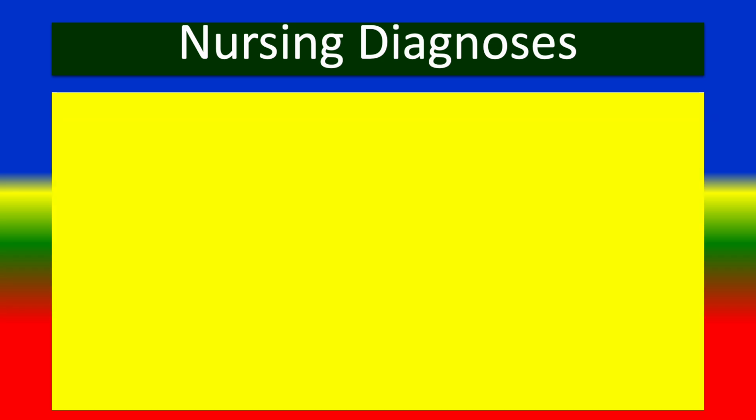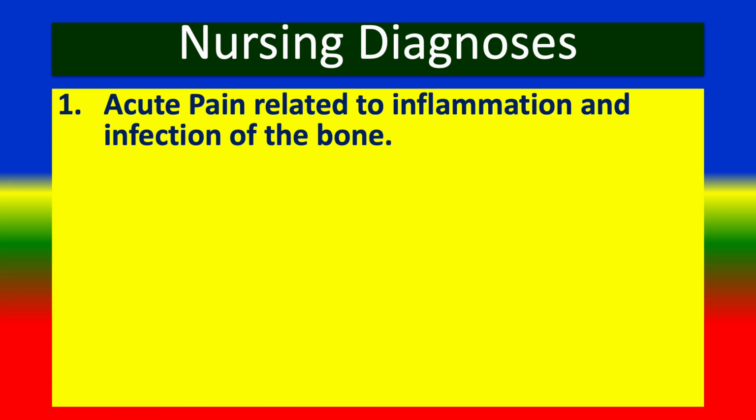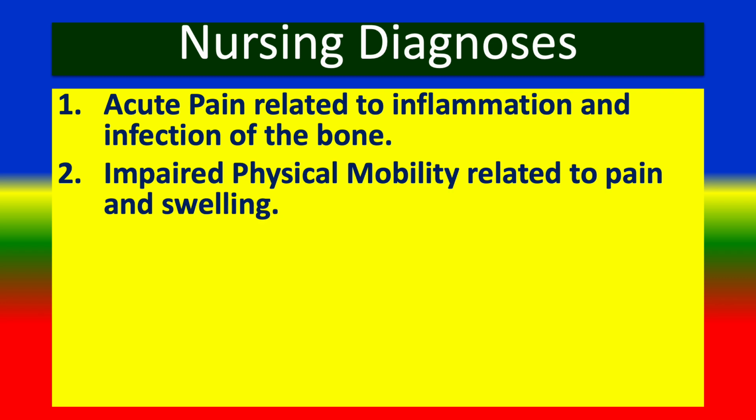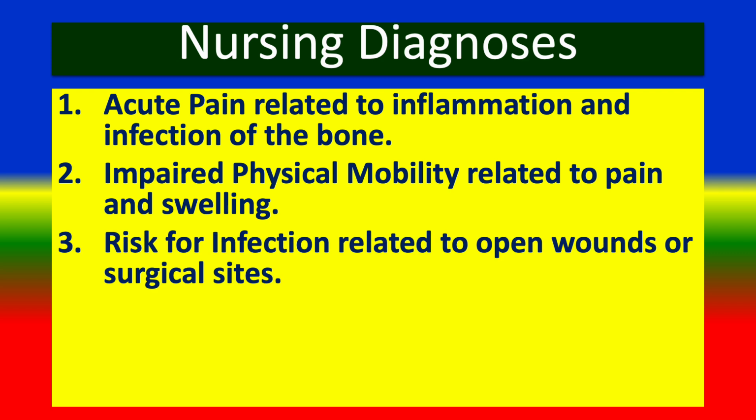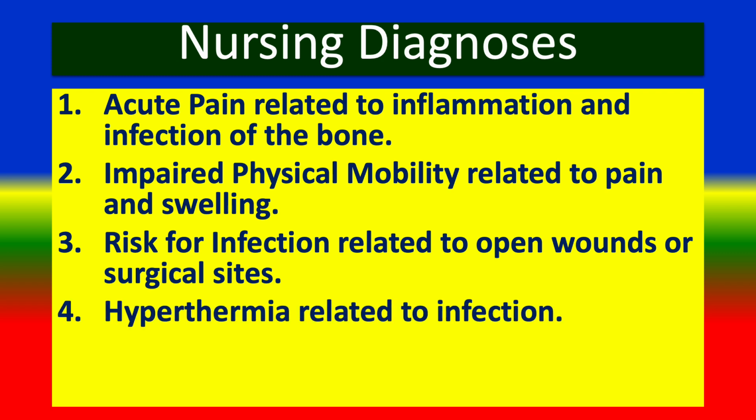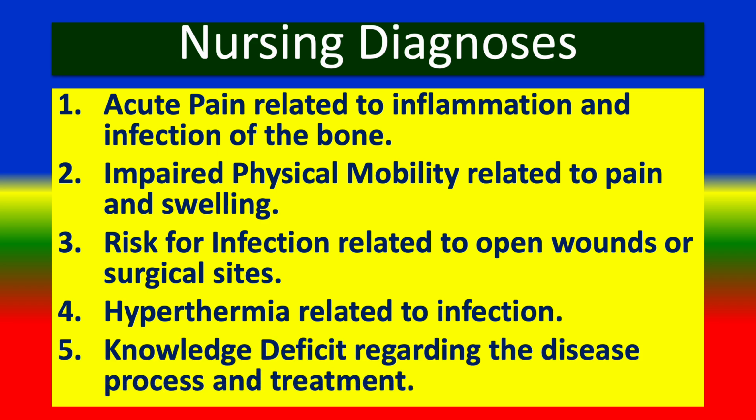Nursing diagnosis. 1. Acute pain related to inflammation and infection of the bone. 2. Impaired physical mobility related to pain and swelling. 3. Risk for infection related to open wounds or surgical sites. 4. Hyperthermia related to infection. 5. Knowledge deficit regarding the disease process and treatment.